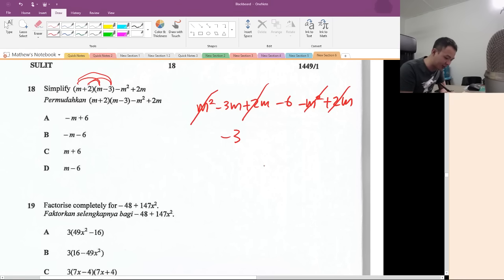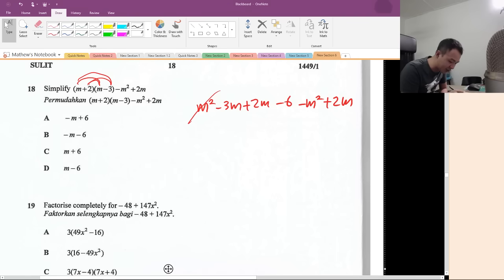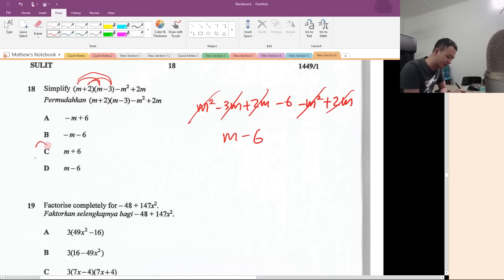Oops, am I making any mistake here? Yeah, I get m squared plus 2m minus 3m minus 6 minus m squared minus... m squared minus 3m plus 2m minus 6 minus m squared plus 2m. Oh yeah, this m squared I simplify. 4m minus 3m, I get positive m minus 6. So, oops, m minus 6, it will be D.